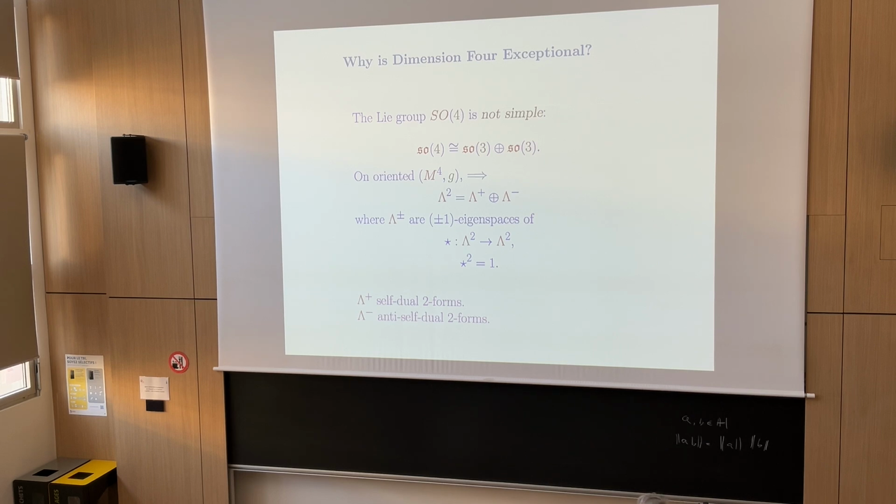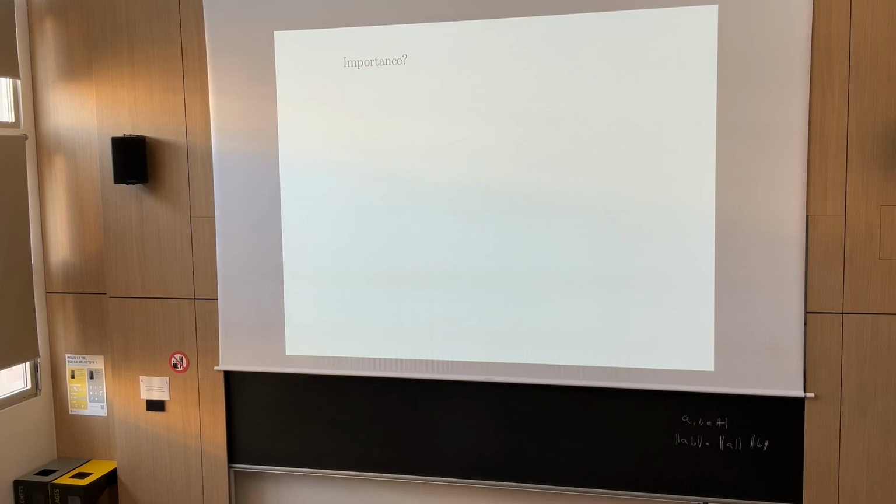So the +1 eigenspace is called self-dual two forms. I'll make this more explicit in a moment. There's a subspace of self-dual two forms, and there's a subspace of anti-self-dual two forms. Now, before we go further, why is this something important?